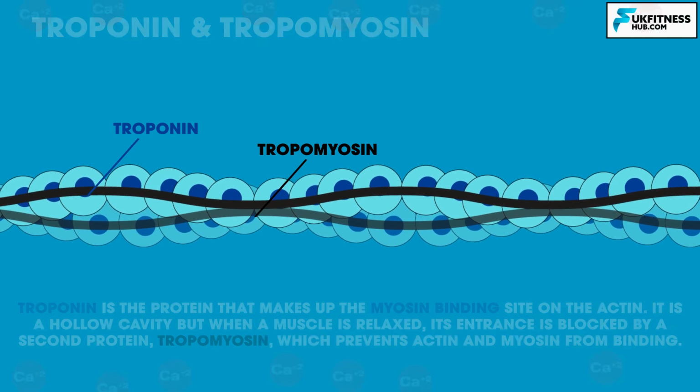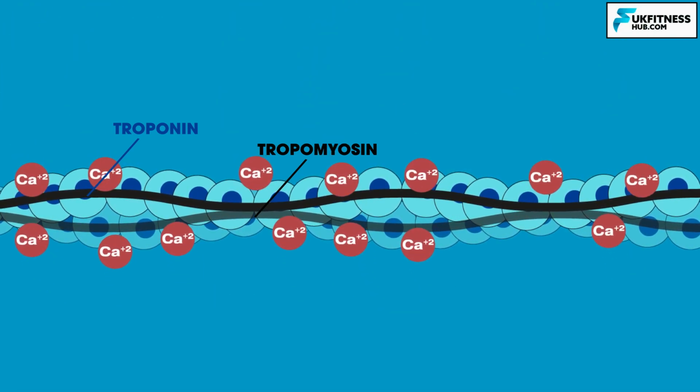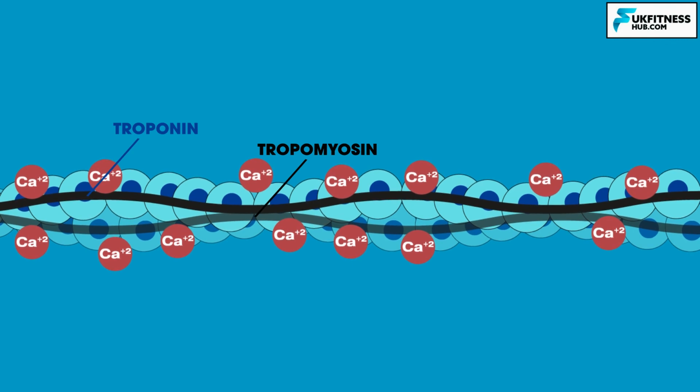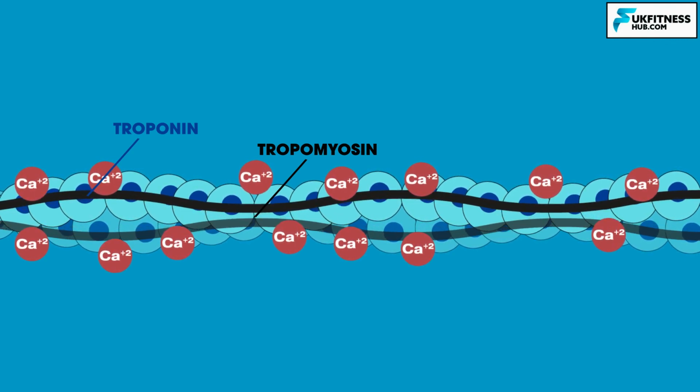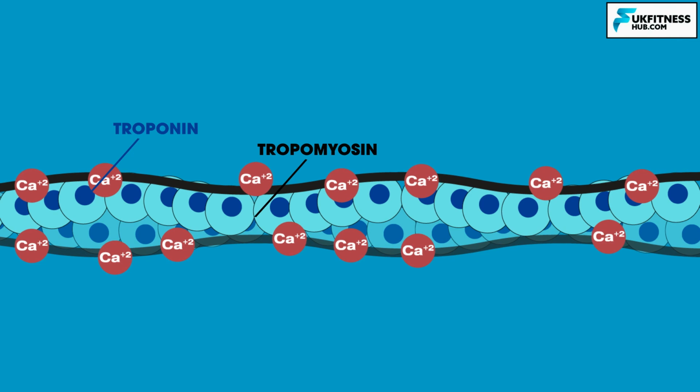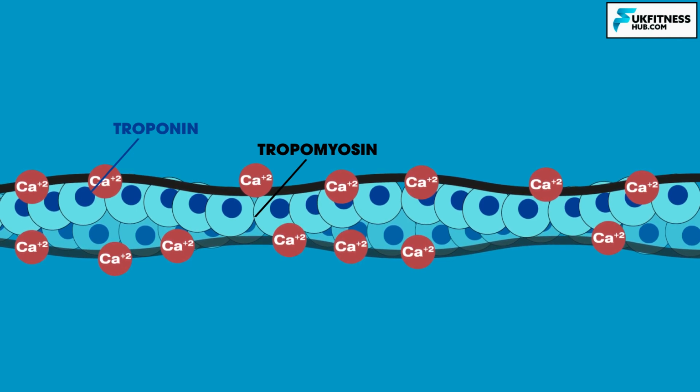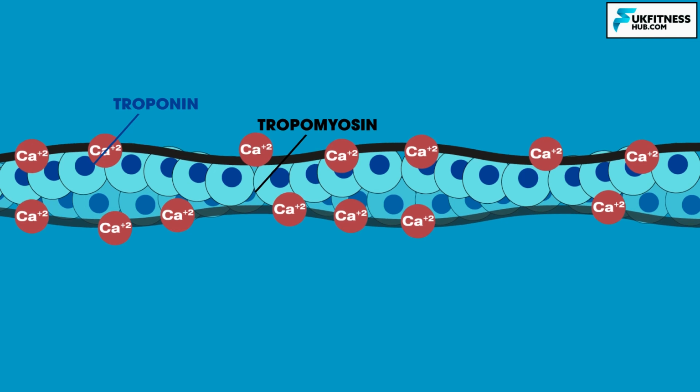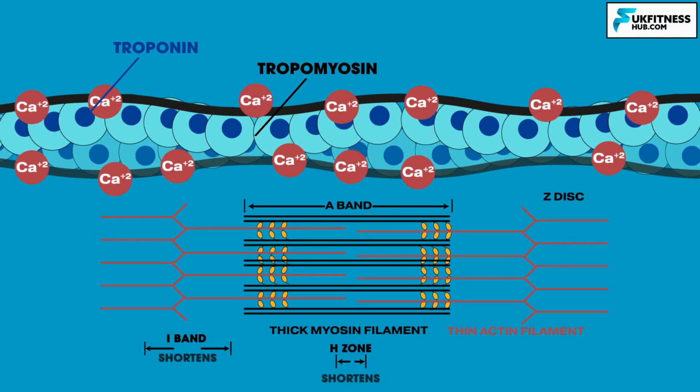A nervous impulse, however, will cause calcium ions to be released into the sarcomere, and the calcium ions act to push tropomyosin out of the binding site and thus activate the binding site. This is a really important process because it allows the actin and myosin to bind. The myosin then acts by pulling the two ends of the actin together and the muscle contracts.